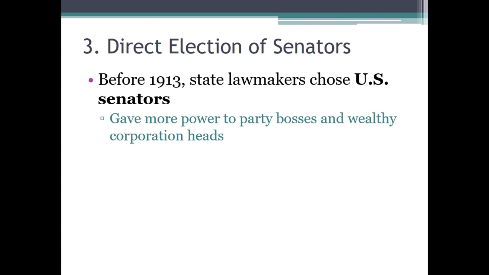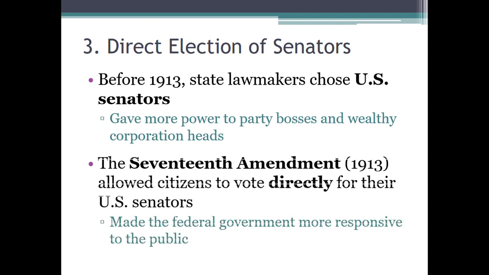Senators that used to be picked by state lawmakers, it gave more power to kind of the political machine party bosses and the wealthy heads of corporations. Now, since the voters can directly elect the senator, they feel like, okay, those senators are going to be more responsive to me, more accountable to me.